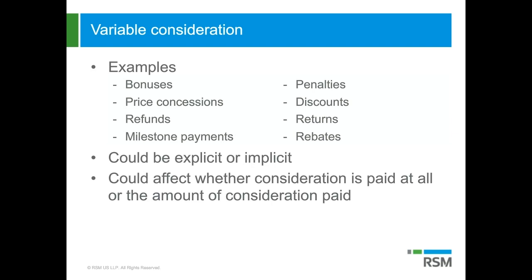Now, it's simpler when this is explicit variable consideration. So it explicitly says you'll get a bonus if you deliver something by X date. But it could also be implicit. Think about the price concession example. When you have price concessions, those generally aren't going to be explicitly in the contract. They're going to be implicit type items. So you have to evaluate all of these items, not just look at the contract itself.